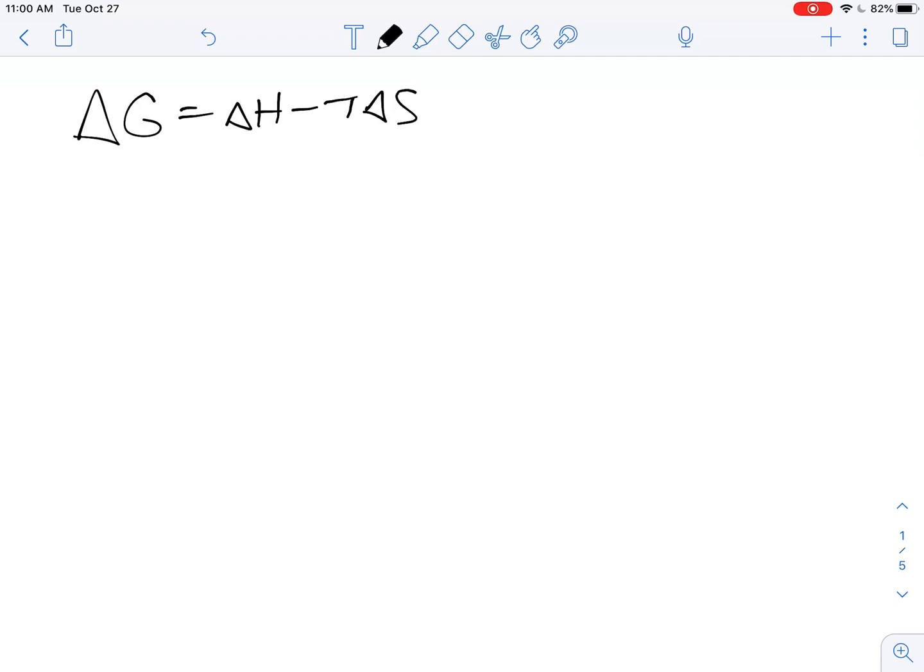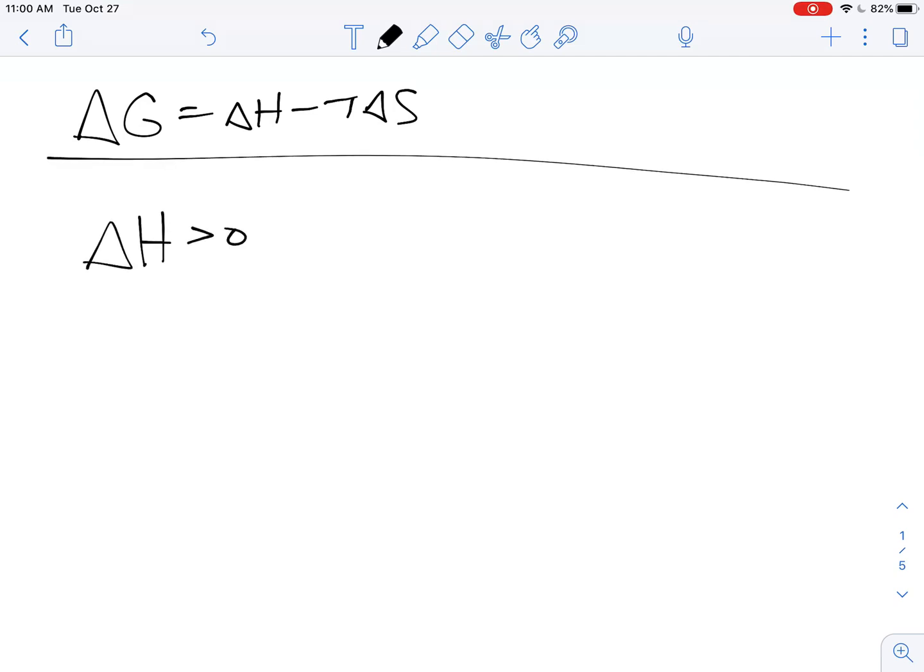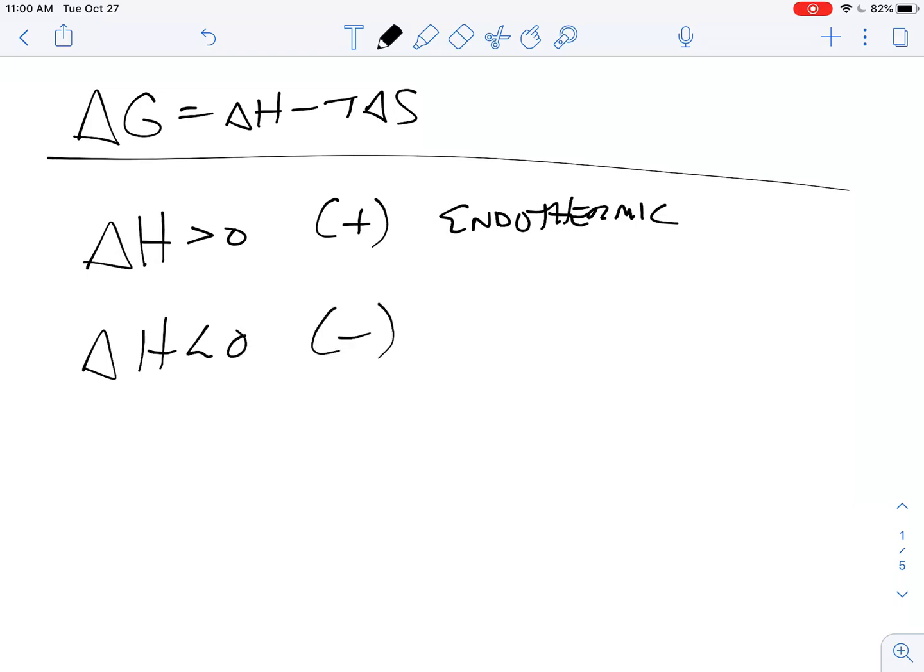So, first of all, let's cover delta H. If delta H is greater than 0, again, you're talking positive, then you're talking about an endothermic reaction from the system's perspective. If you are talking about delta H being less than 0, it is negative. It is exothermic from the system's perspective. And again, that's the whole idea of all of this, is that we wanted to put it in terms of the system.